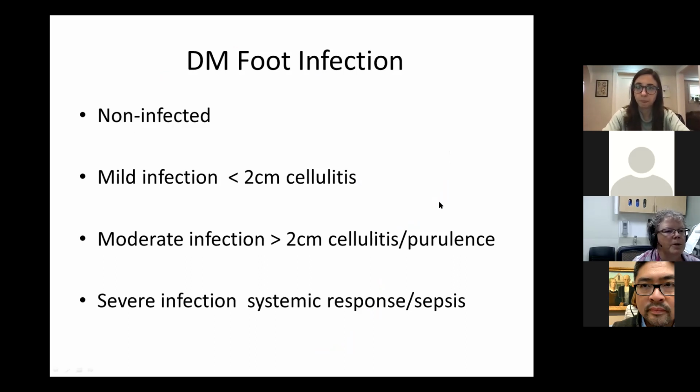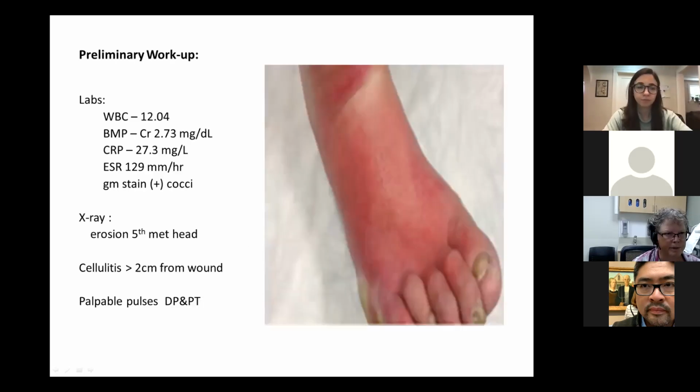So we have the non-infected, the mild, the moderate, and the severe with systemic response. Those are pretty easy to identify. Those are people that, eyeball, are sick. But what can be a little bit challenging is, is this mild or is this moderate? And so 2 centimeters should be a good visual guide to use.